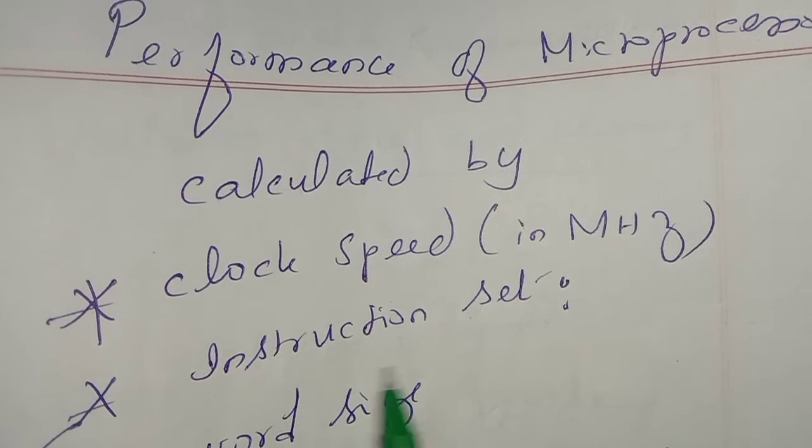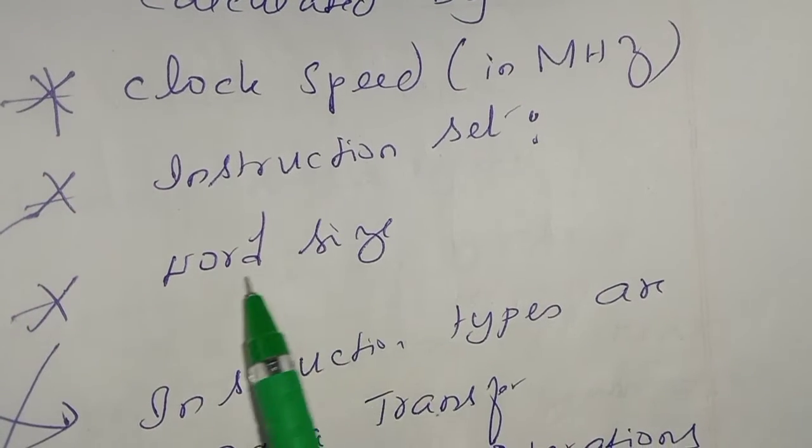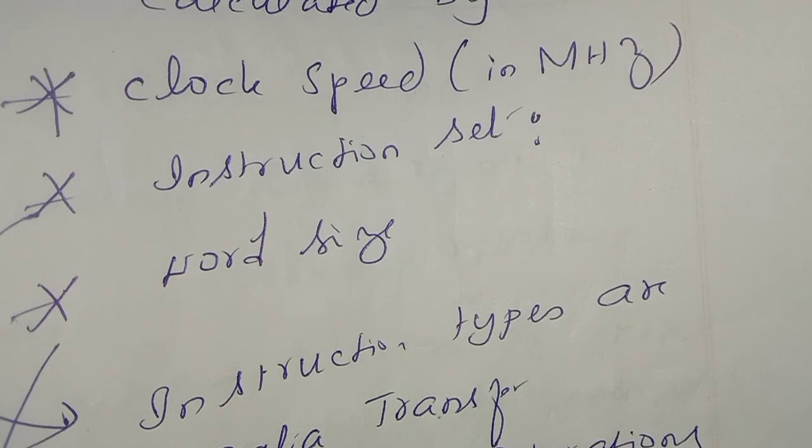Next comes the instruction set. What is an instruction set? It has addition, subtraction, multiplication. These are the instructions existing there. Next comes word size. If you have a 16-bit microprocessor, the word size is a half word. Generally, we refer to 32-bit as a word. So 16-bit is a half word, 32-bit is a full word, and 64-bit is a double word.